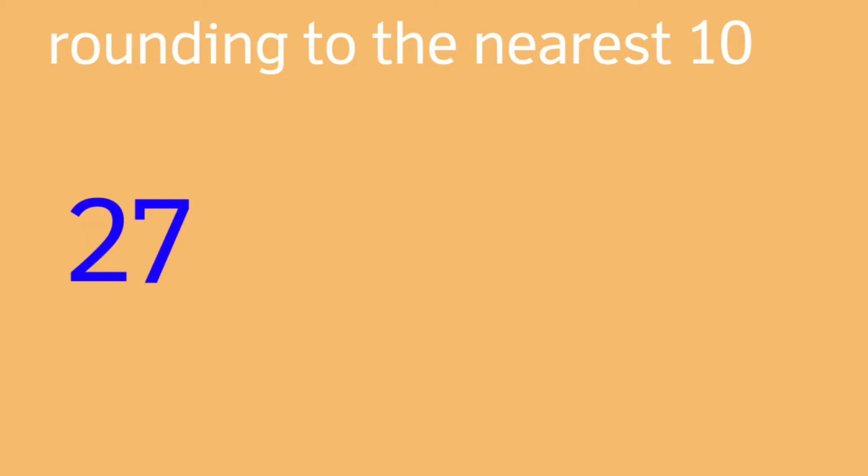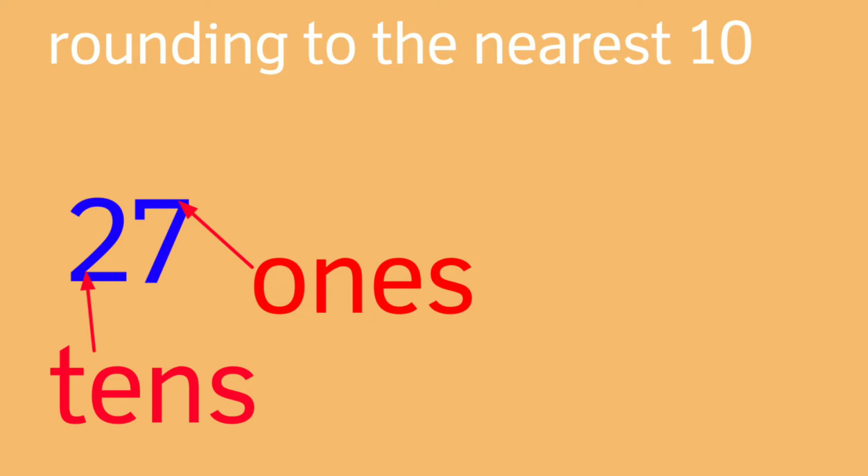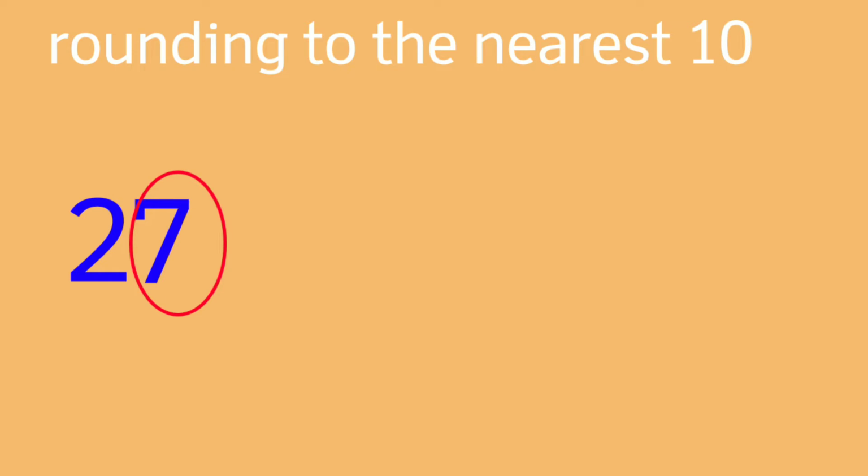Round 27 to the nearest tens. Here, 2 is the tens digit. According to rule number 1, you round the number up, so the answer is 30.